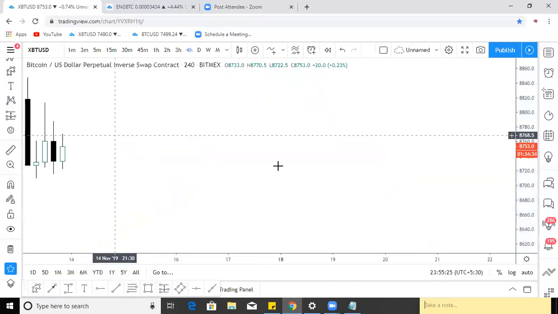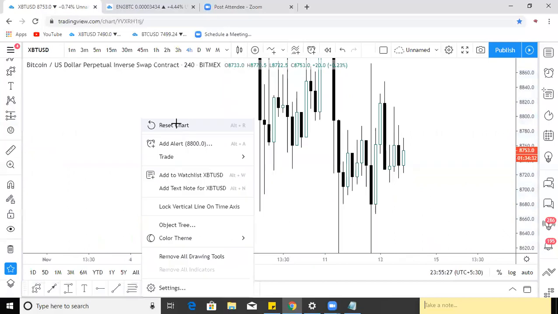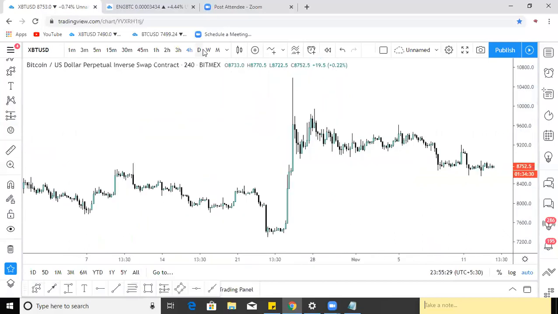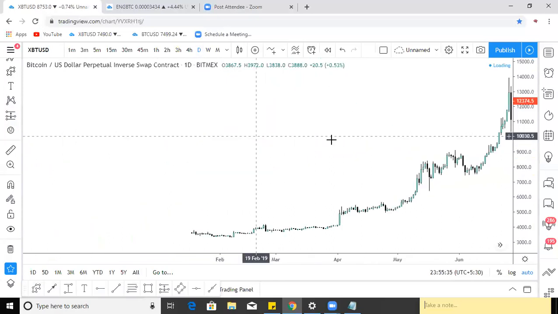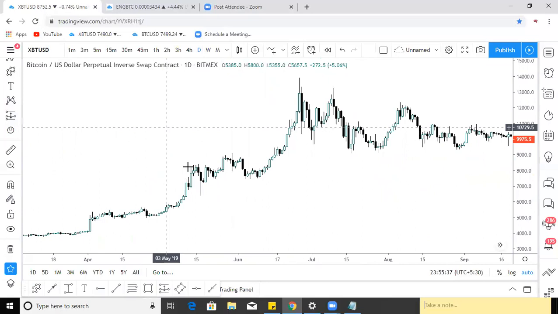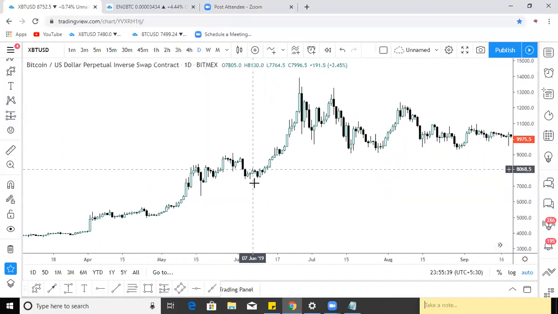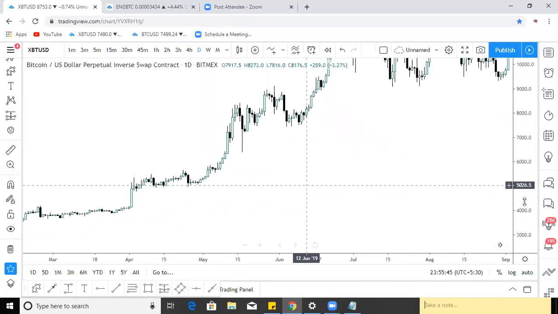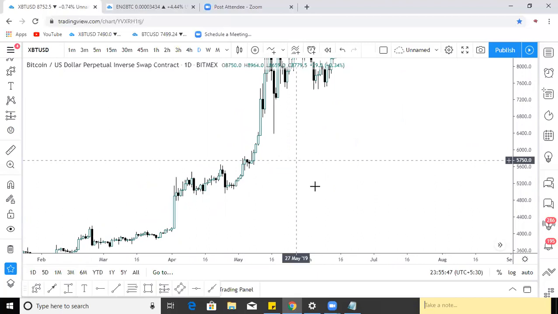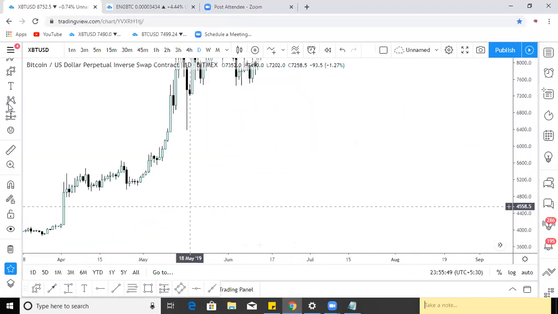Now let's discuss some examples. So first we are going to the daily chart. Let's see. The price was making a move. It was making higher highs and higher lows. So let's come to the 4,000 price first. I'm not going back. I'm just looking from this level.